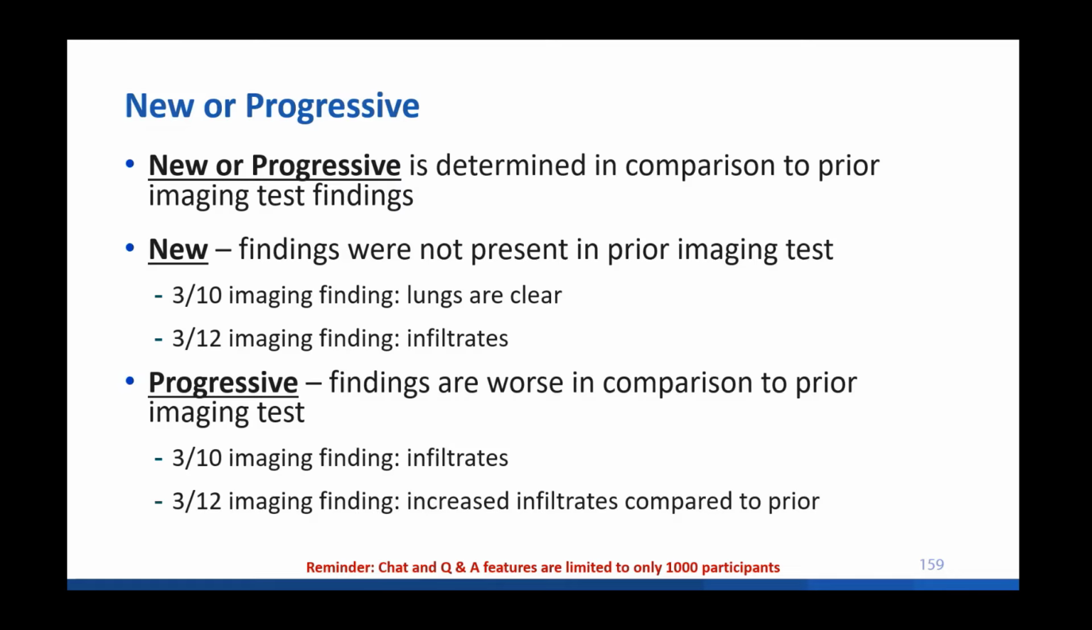A finding is considered progressive if the findings are worse in comparison to the prior imaging test. If the language in the imaging report supports that the imaging findings are progressing or worsening in comparison to the findings in the prior imaging test. For example, you'll see increasing infiltrates or worsening consolidation, or infiltrates are more extensive in comparison to prior imaging. These findings are considered to be progressive.